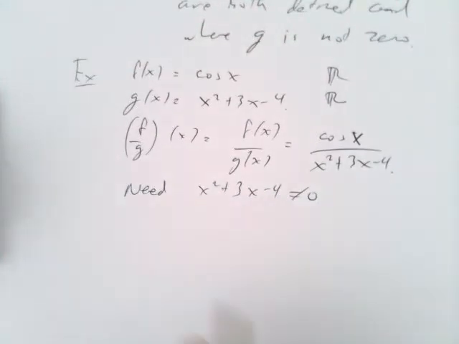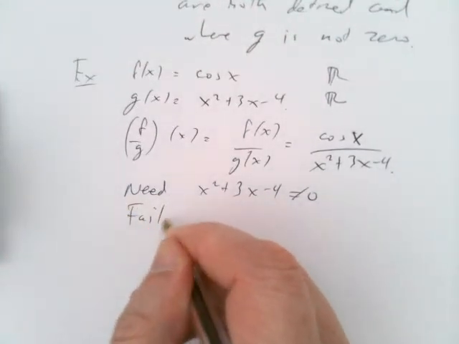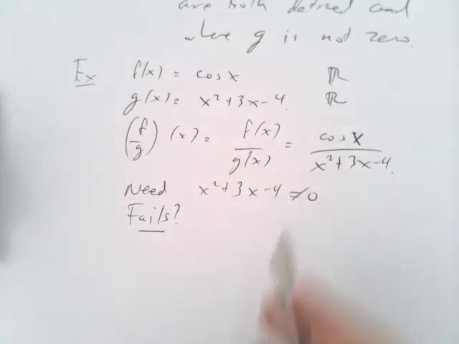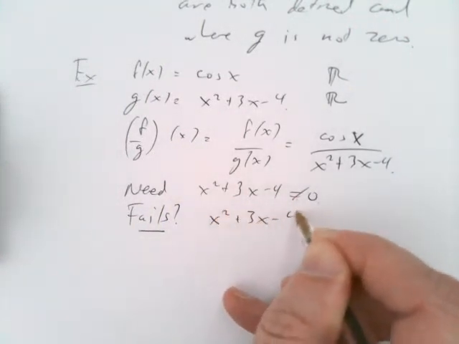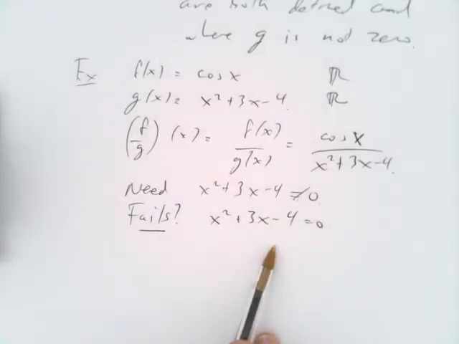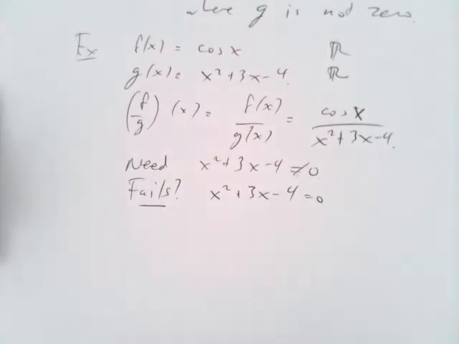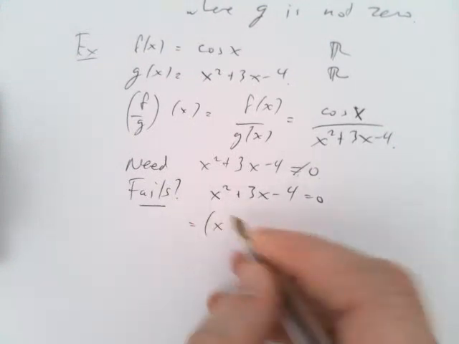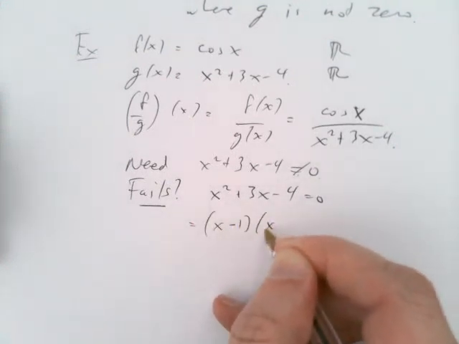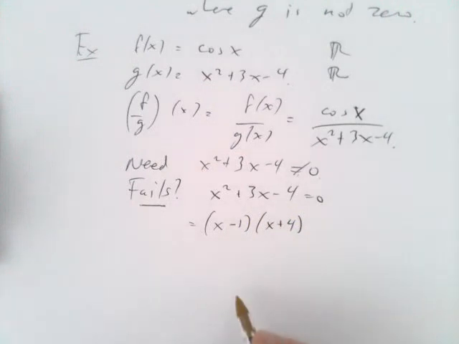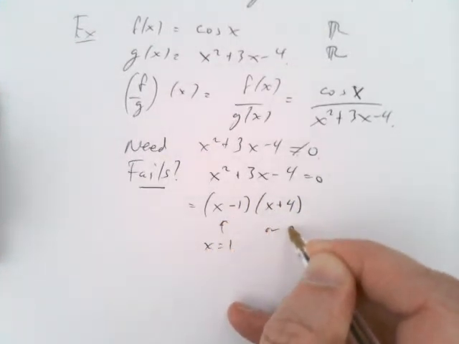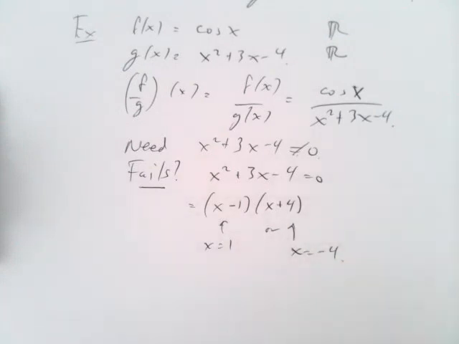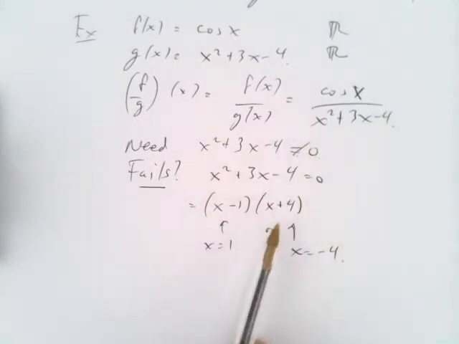Where does that fail to happen? It's easier to look at where it fails than where it succeeds, because we like equal signs more than unequal signs. So if we ask where the points are where this happens, and I'll leave you to factor that, x minus 1, x plus 4. And so the trouble occurs when x is 1, or when x is minus 4. At those points we run into trouble. We can't divide by this because it's become 0.